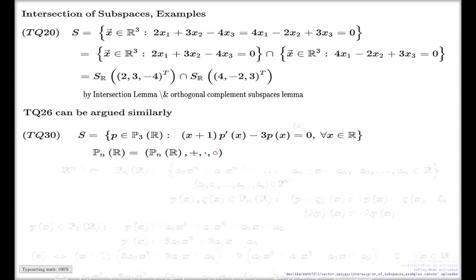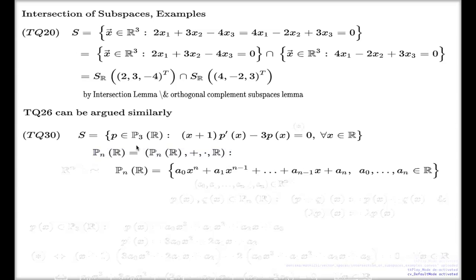Here's my quadruple. Remember, when you think of a vector space, you always think of a quadruple. And that's my quadruple: plus, dot, and my scalars are real numbers. Pn of R itself is a set of polynomials of degree n or less. So it's a set of functions of this structure. That's a polynomial of degree n or less with real number coefficients.